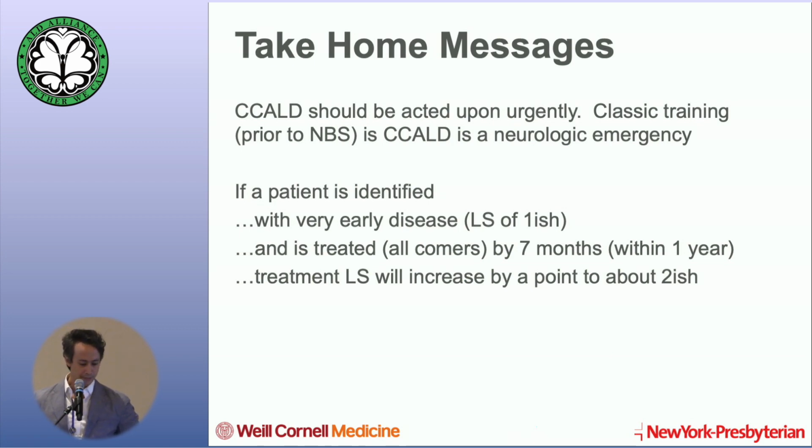What we found is that if a patient is identified with very early disease, a LESS score of 1-ish, plus or minus 1, or maybe plus or minus a half, and is treated, and I'll explain what I mean by all comers, by 7 months, but certainly within a year, we expect that the LESS score at treatment should increase about maybe a point, maybe 2. And the expectation in that 7 months to treatment, and I'll show you the data for this, is that the majority of those patients should remain pre-symptomatic, at least neurologically, at treatment.